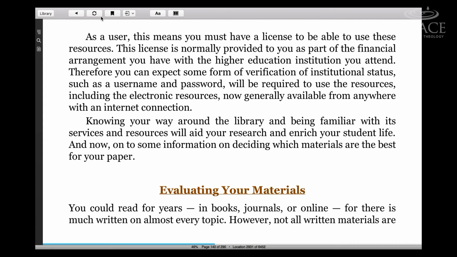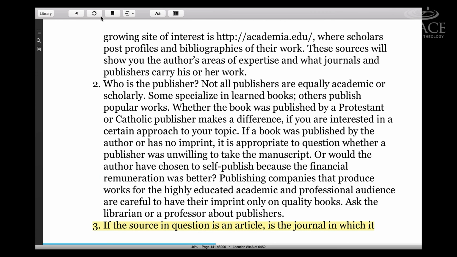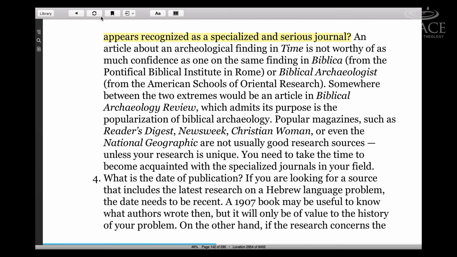There's another section in this chapter called evaluating your materials. And a couple of points here. If the source in question is an article, is the journal in which it appears recognized as a specialized and serious journal? So you want to steer away from popular magazines, Time, that sort of thing, Reader's Digest, Ladies' Home Journal. I mean, those kind of non-peer-reviewed magazines are just not appropriate for what we're doing here.